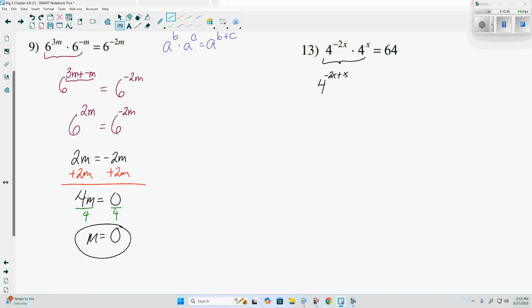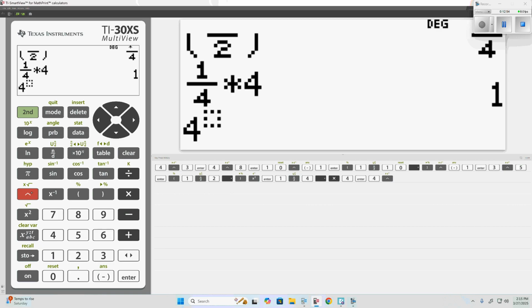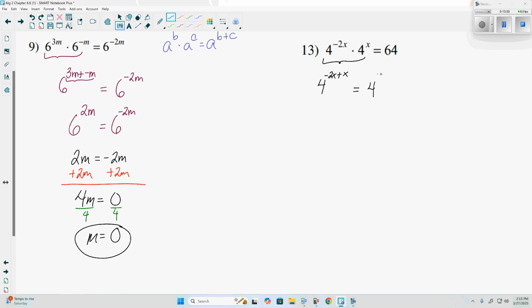64, yes? Now, if we could rewrite 64, if there's a way, an equivalent version of 64 that is 4 to a power, that would make this work out nice, yes? Is there a power of 4 that gives us 64? So since 4 to the third is 64, we can replace 64 with 4 to the third, so the bases are the same.